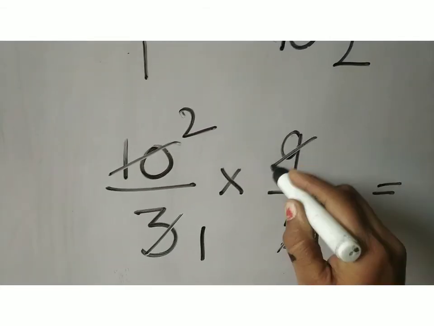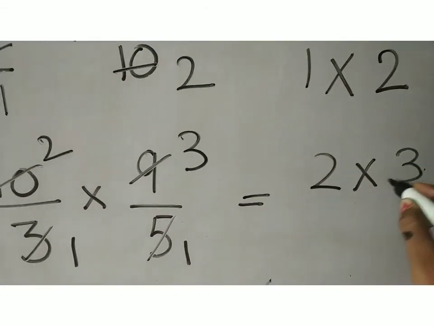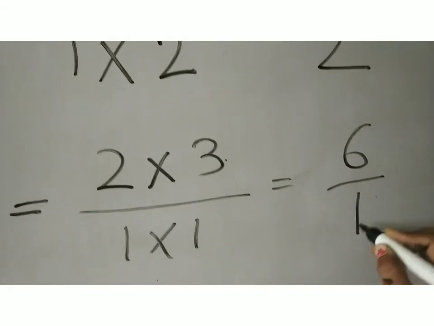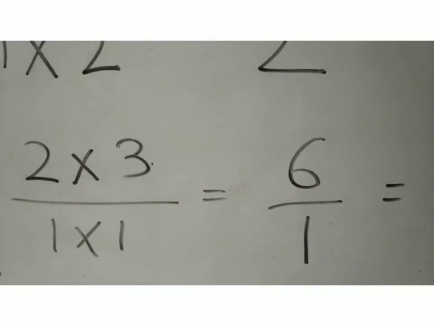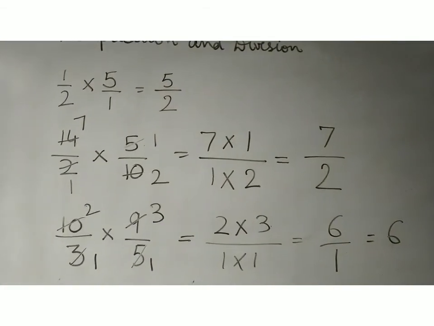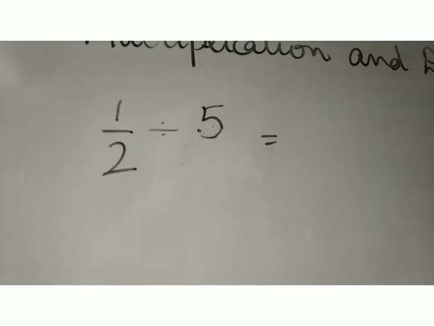3 ones are 3 and 3 threes are 9. So in the numerator, I am left with 2 and 3, and in the denominator 1 and 1. So my answer will be 3 twos are 6 upon 1, that is 6 itself. So these are some examples of multiplication. Let's see the division questions. This is an example of division.